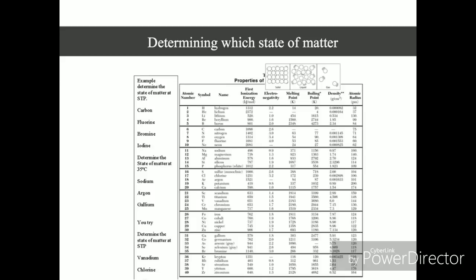Let me show you how we can determine the state of matter of various elements at STP. STP is found on reference table A and is defined as either 0 degrees Celsius or 273 Kelvin. When using the data on reference table S, we're going to choose the Kelvin number 273.